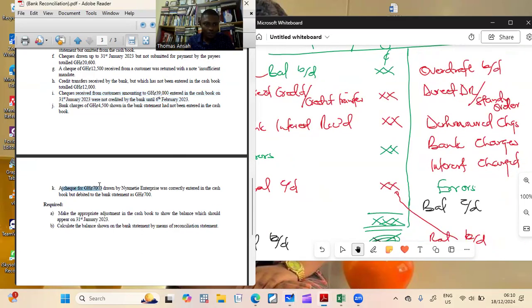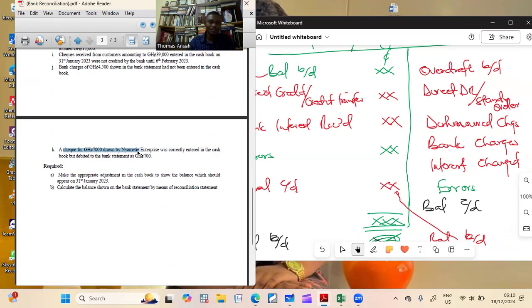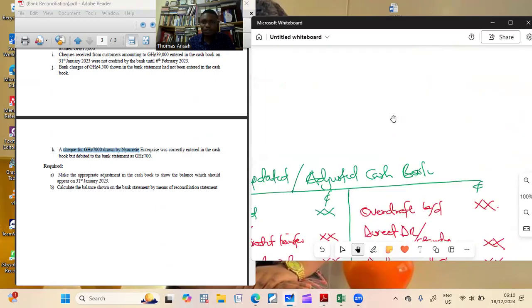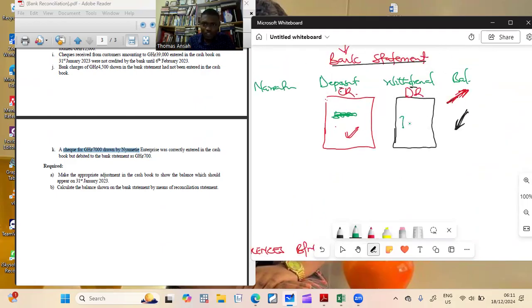And the last one is a check of 7,000 by Nyamitie that was entered correctly into the cash book, but debited in the bank statement as 700. This is an error of the bank. Nyamitie, this company, pays somebody 7,000. So the withdrawal side of the bank statement is supposed to go down. They needed to record 7,000 here, but they recorded 700. Is it an error that is causing your balance to go up, or an error that is causing your balance to go down? If you are supposed to reduce me by 7,000, but you just reduce me by 700, then it means you have increased my figure. So it becomes an error resulting in an increase in my balance.